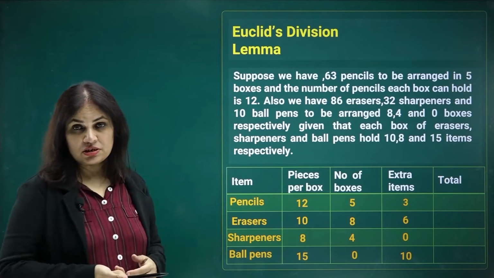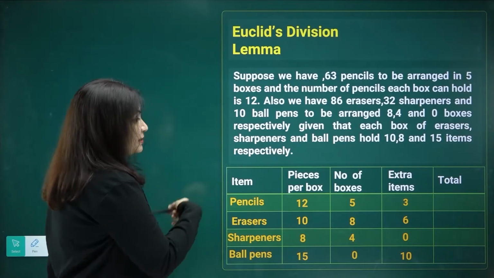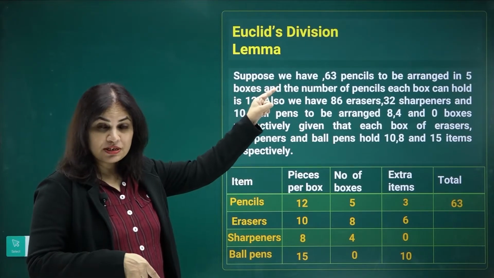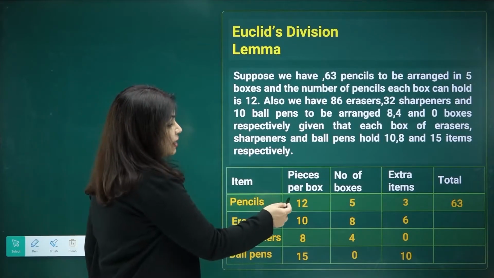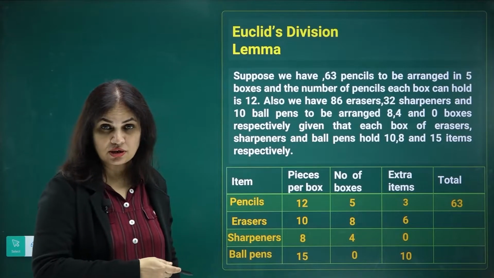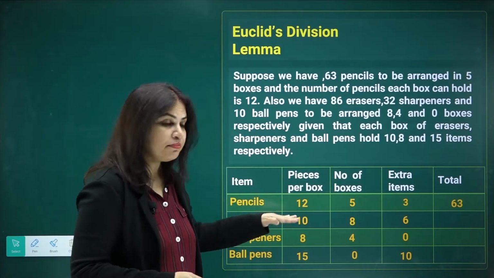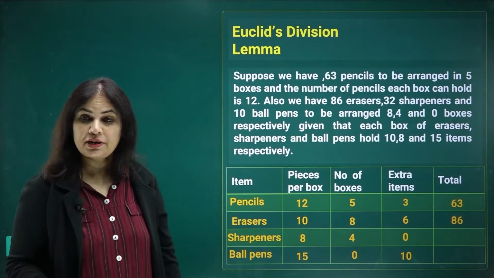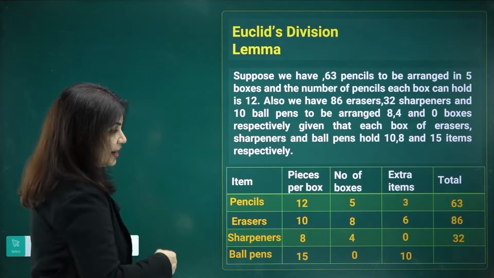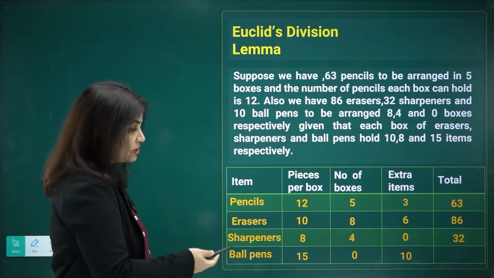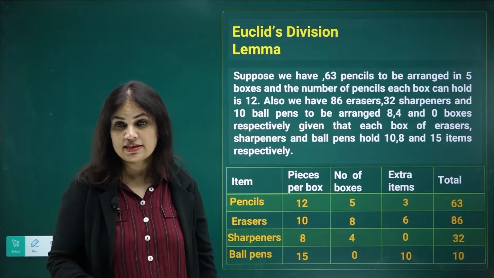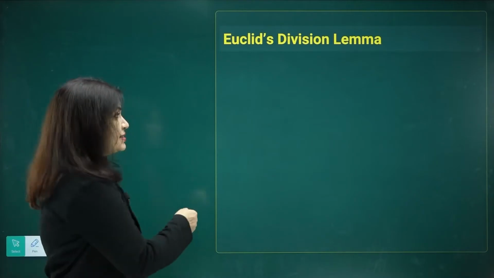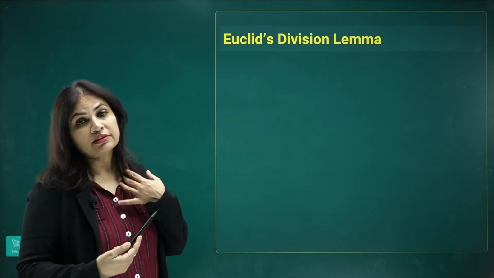If I add the leftovers to the items packed in the box, that will give me the total. So the total number of pencils has come to be 63. And how did we get it? 12 into 5 plus the extra. 12 into 5 pencils in the box and 3 extra has given me 63. Similarly, 10 into 8 plus 6 has given me 86, and 8 into 4 plus 0 has given me 32. 15 into 0 plus 10 has given me the total items as 10. Let us generalize this rule and see whether this rule holds true in other situations also.